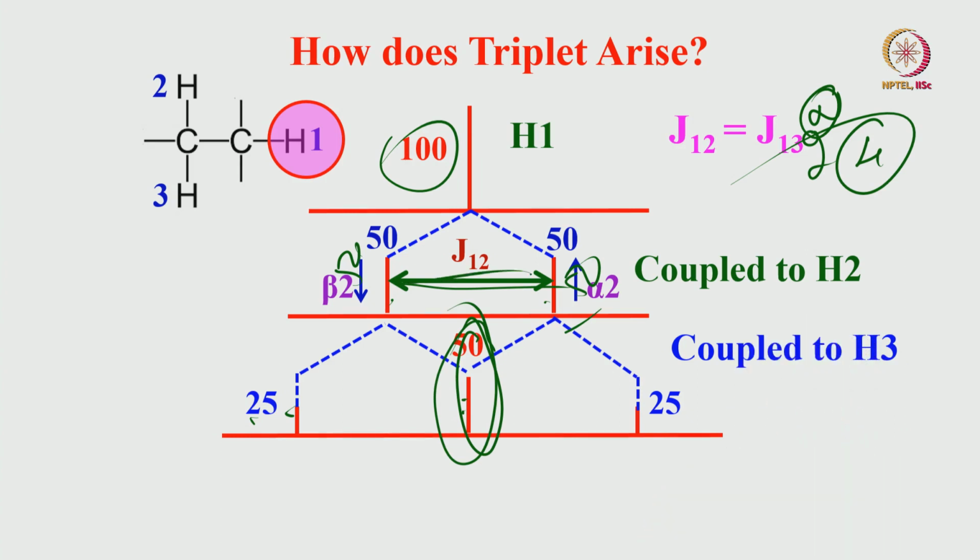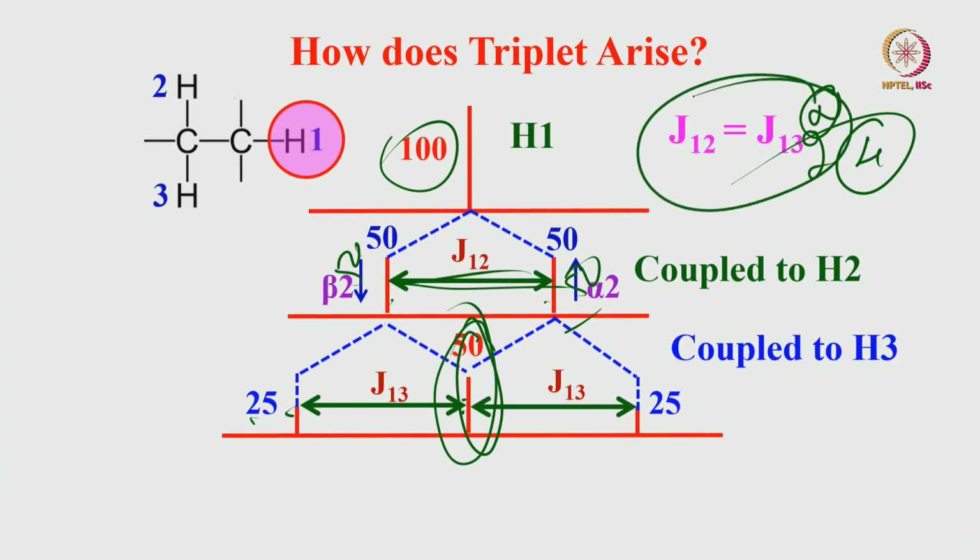So this is the 1-2 coupling and this is the 1-3 coupling. The 1-2 and 1-3 couplings are identical. As a consequence, two lines of the peaks overlap and it appears as 3 lines with an intensity of 1:2:1. This is how you get a triplet.